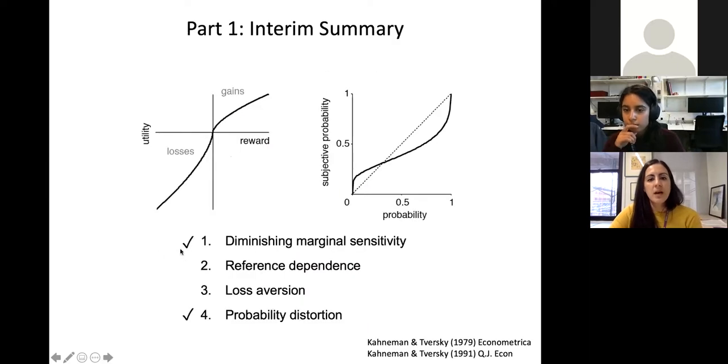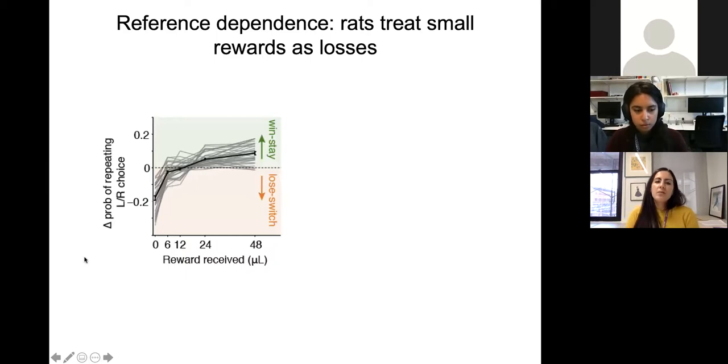Okay, so briefly, I've shown you that rats exhibit these two features of prospect theory, and now I just want to briefly touch on our evidence that they also exhibit reference dependence and loss aversion. Reference dependence is the idea that you're evaluating outcomes relative to some internal reference point. This became apparent when we looked at their trial history effects.